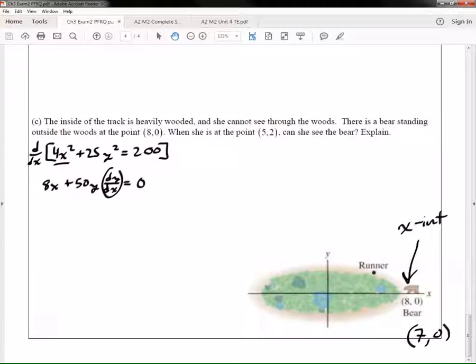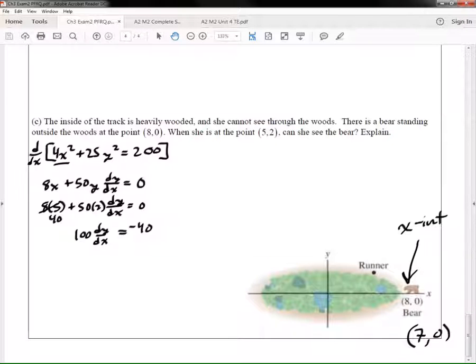All right, so what's my slope? My slope is dy over dx. That means I just have to get that alone. Now, do I have an x and a y coordinate? Yes, I do. Is it the 8, 0 or is it the 5, 2? It's the 5, 2. We want a tangent line at the runner, so we're going to plug in 5, 2. We have 8 times 5, and then we have 50 times 2 times dy over dx. Now we're trying to get the dy over dx alone, so I'm going to move that 40 over here, so it's going to be negative 40, and then we have 100 times dy over dx. I got that 40 from the 8 times 5, by the way.